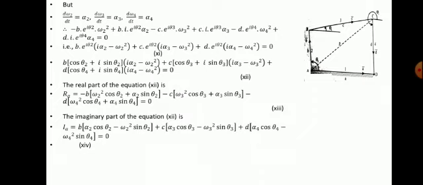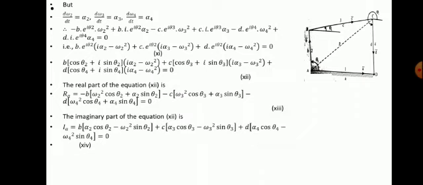The imaginary part of equation 12 is: b into alpha 2 cos theta 2 minus omega 2 square sin theta 2, plus c into alpha 3 cos theta 3 minus omega 3 square sin theta 3, plus d into alpha 4 cos theta 4 minus omega 4 square sin theta 4 is equal to 0.